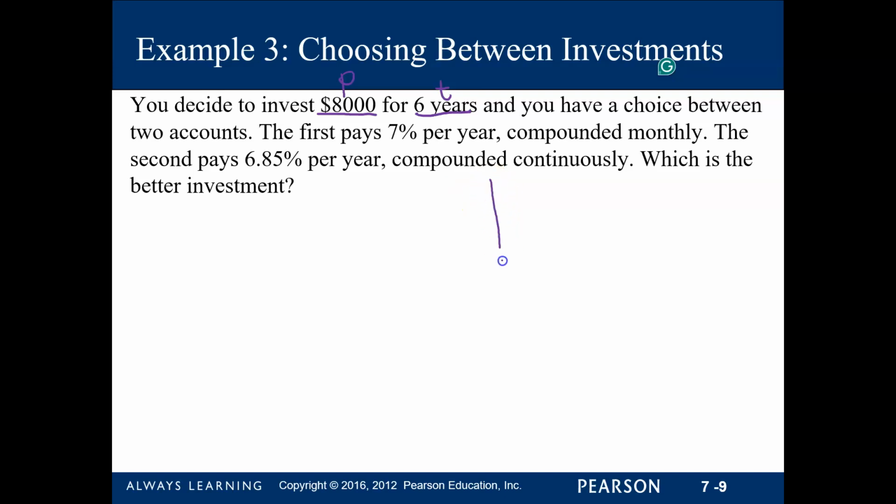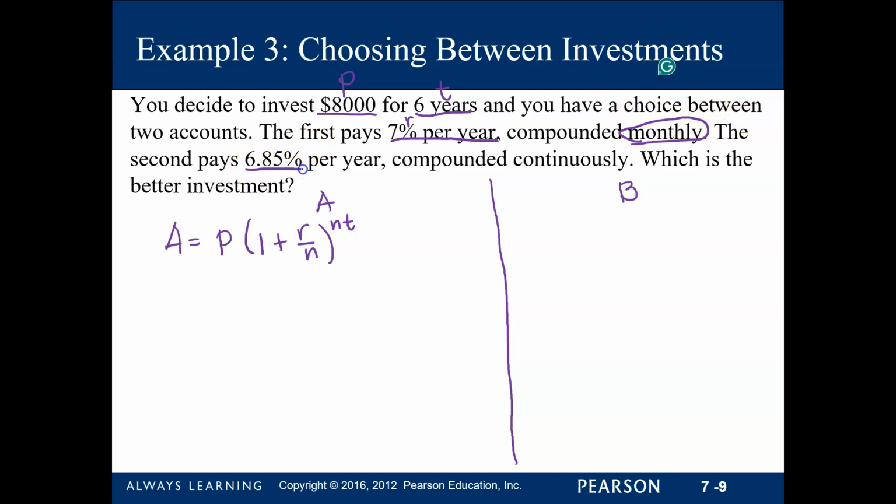So let's split our screen here. The first, account number 1, has 7% per year, so that's the R, and it is compounded monthly. So account A is going to be compounded monthly, so we know that we will be using A is equal to P times 1 plus R over N raised to NT. That's our A. Now, the second uses 6.85% per year, so this is the rate, and it is compounded continuously. So for B, the second account, it's going to be P times E raised to RT.